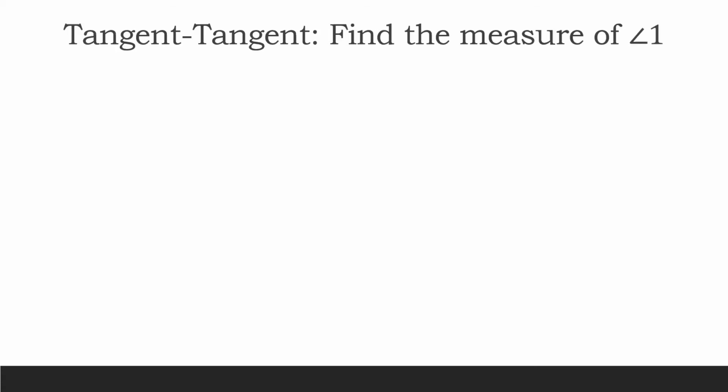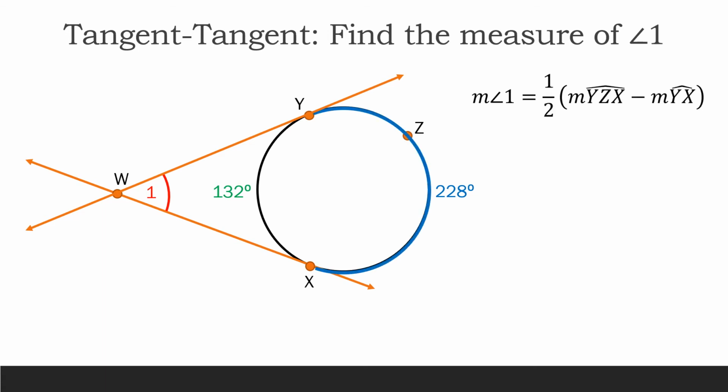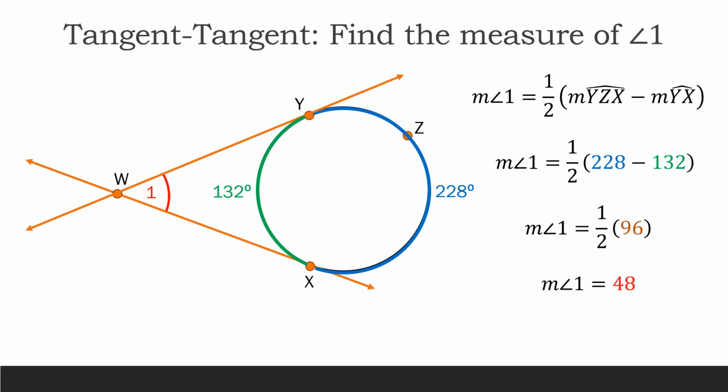So let's look at an example. Example 1 says to find the measure of angle 1. So here we have tangent line WX and tangent line WY, and they're both just brushing up against a circle. So we have two tangent lines there. So we want to find the measure of this angle 1. Well, what's the major arc? The major arc here is 228 degrees, and the minor arc here is 132 degrees. So we would say 228 minus 132. 228 minus 132 is 96. We divide that by 2, and we get 48.